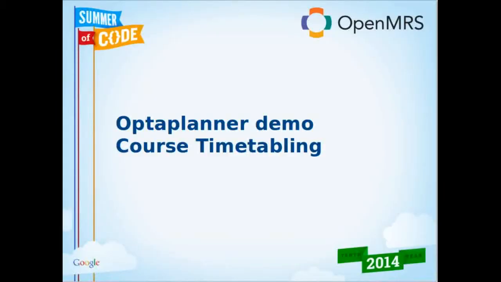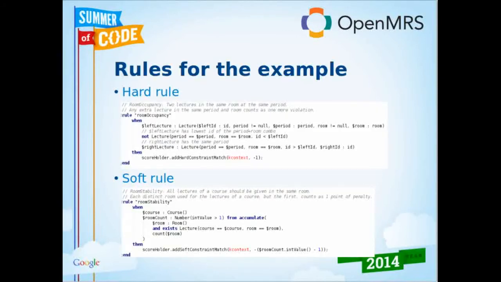Finally, I will show you 2 examples of the business rules I mentioned earlier. They are divided into hard and soft rules. Hard rules must be satisfied. In this example, logically, it is not allowed to have 2 lectures in the same room at the same time. Soft rules, on the other hand, describe constraints that would be nice to have, but the solution is still accepted if one or more of those are violated. If a rule is violated, it reduces the score. In this example, it would be nice if all the lectures of a course take place in the same room.